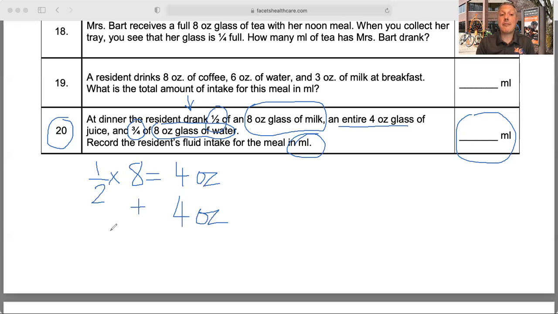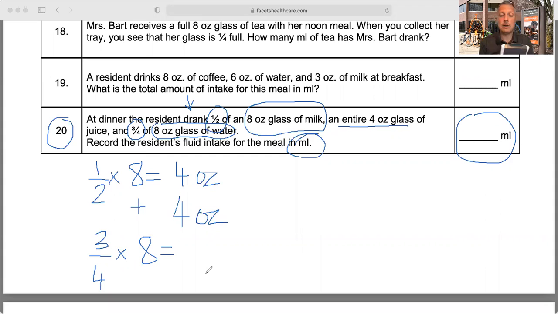And then we have, it says 3/8 or 3/4, I should say here. So we have 3/4 of the 8-ounce glass of water. So we're going to take 3/4 and multiply 3/4 with the 8. And we're going to put that on the calculator and see.